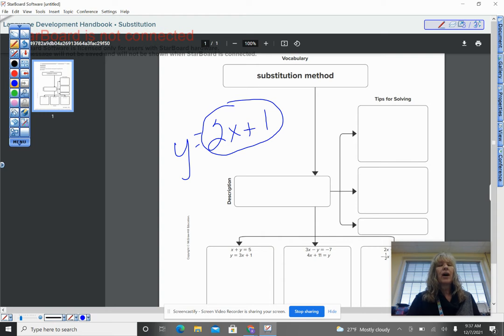If you have another equation that is 3x plus y, they want to know what does it equal. Well, you would substitute this equation for y to determine what x is. So this is a method we're going to use to solve a system of linear equations.